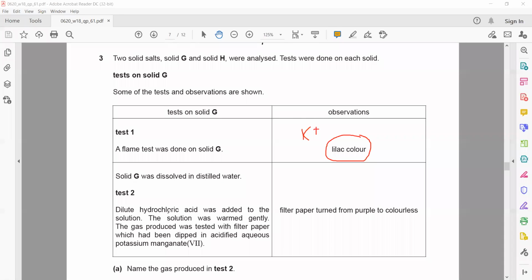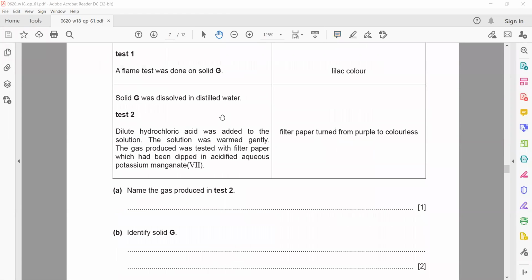Solid G was dissolved in water, dilute hydrochloric acid was added, and the solution was warmed. The gas was tested with acidified potassium manganate(VII), which changes from purple to colorless. So this is a test for sulfite ion. The gas given off is sulfur dioxide, and the ion present is a sulfite ion. Name the gas produced in test 2: the gas is SO2.